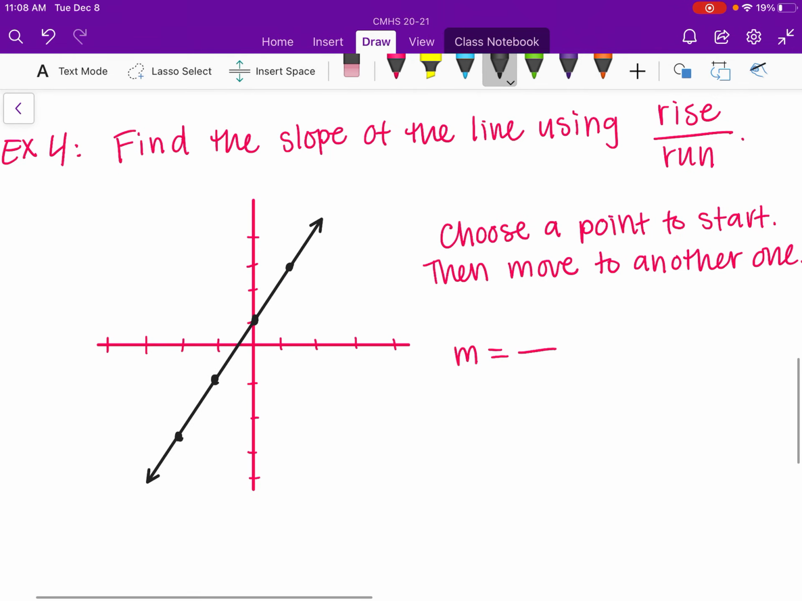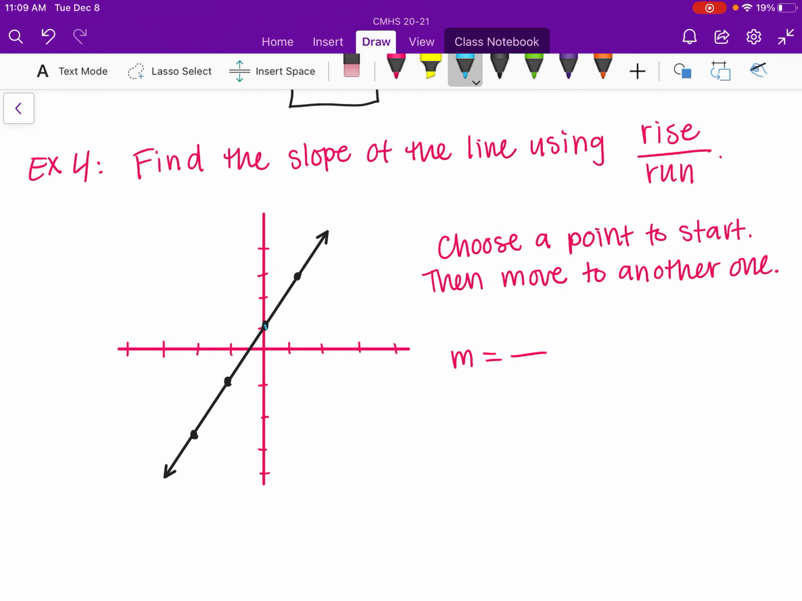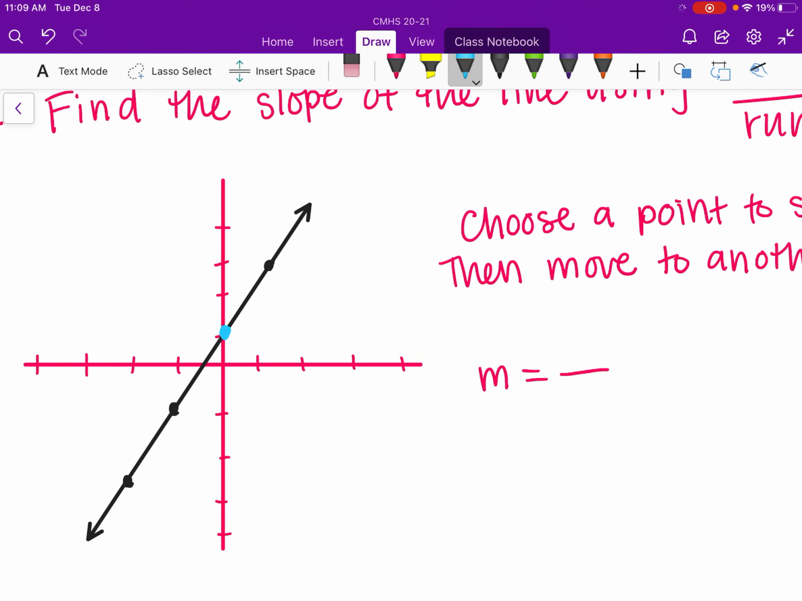So now, finally, we have the last example. Find the slope of the line and just use rise over run. Okay, well, that's easy. We can do that. Let's choose 2 points again like we did. It can be any 2 points at all. I'm going to choose 2 that are closer together. I think that's a good move. So let's say we start here and we move up to the next one.